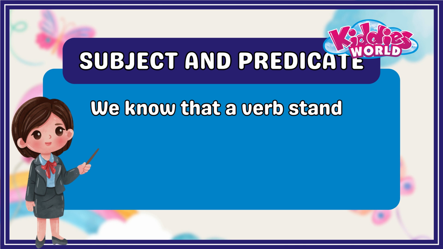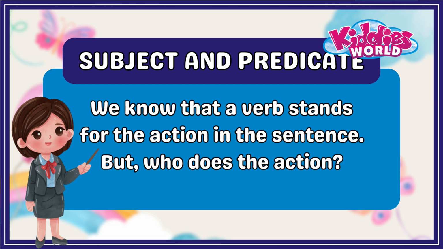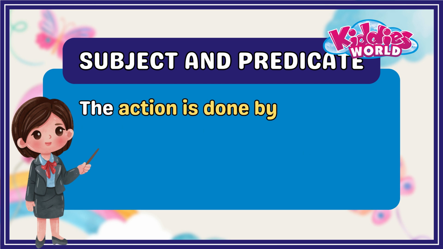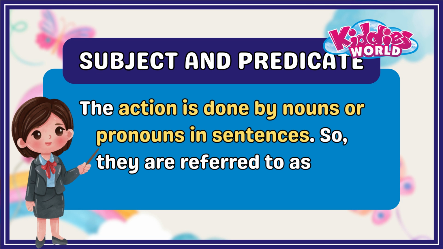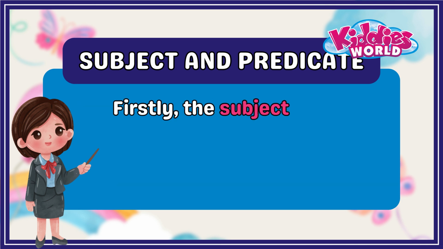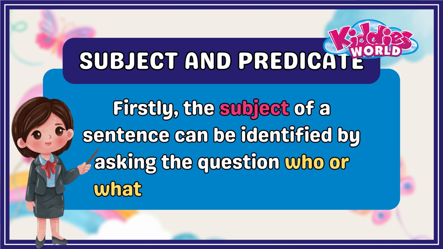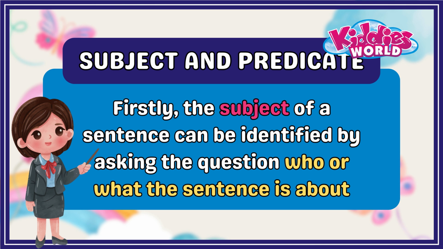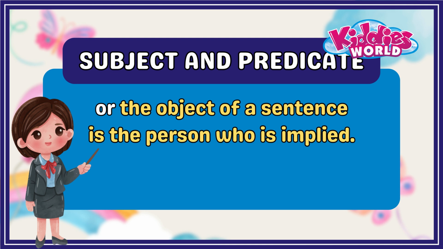We know that a verb stands for the action in the sentence, but who does the action? The action is done by nouns or pronouns in sentences. As a result, they are referred to as the subject of a sentence. Firstly, the subject of a sentence can be identified by asking the question who or what the sentence is about. Or the object of a sentence is the person who is implied.